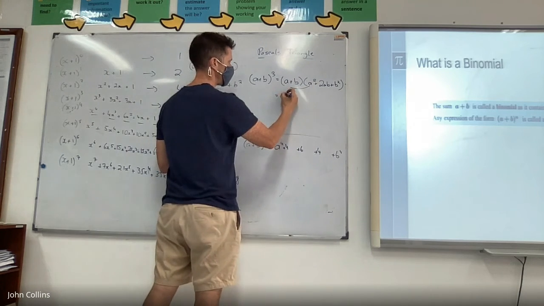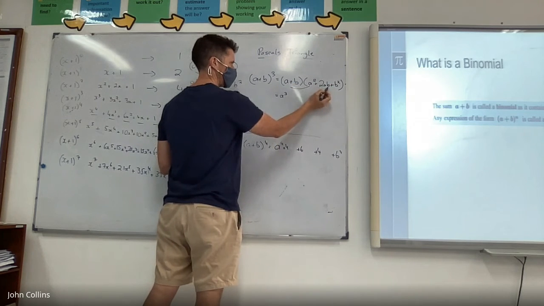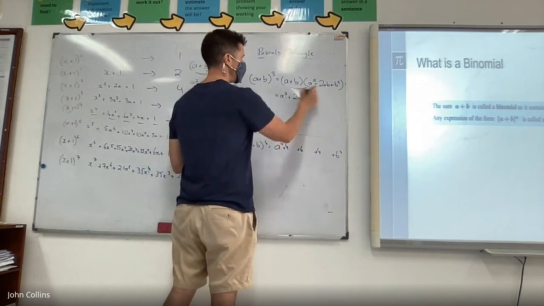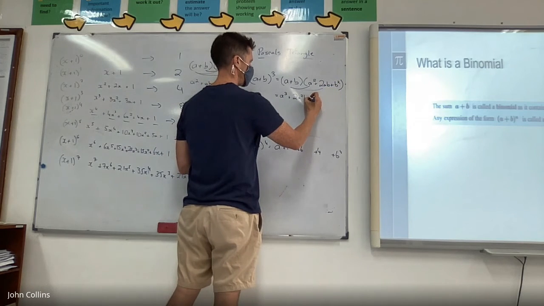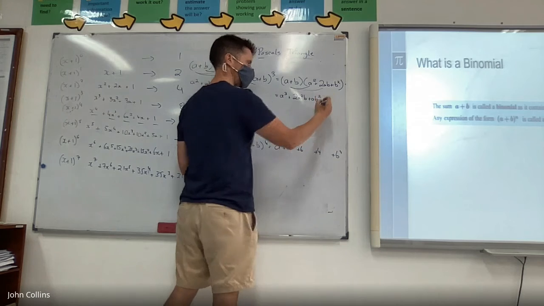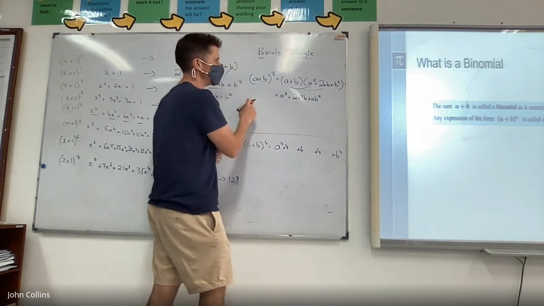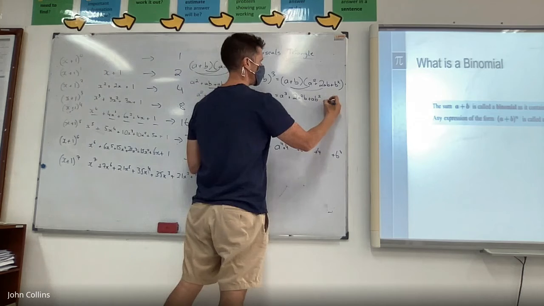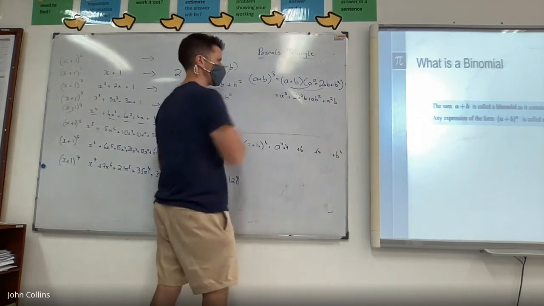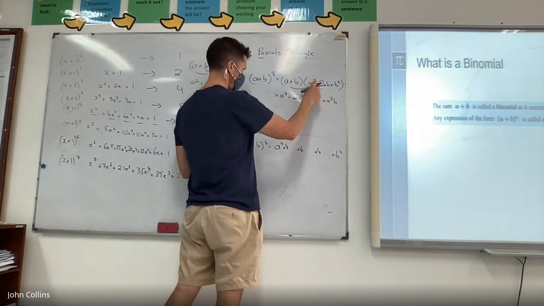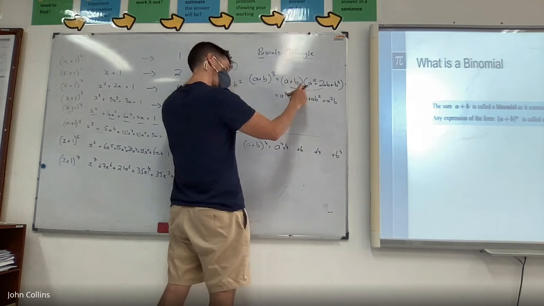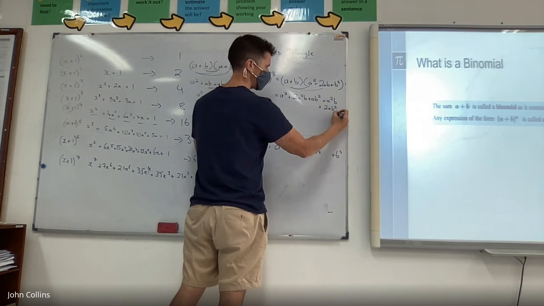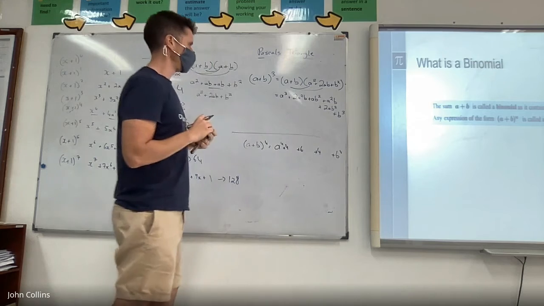I get my a cubed. Now this is a times 2ab. Is that 2a squared b? A times b squared is ab squared. Now I multiply by b. B times a squared is a squared b again. 2 times ab times b is 2ab squared. And then b times b squared is b cubed.